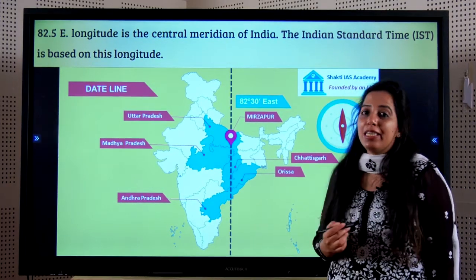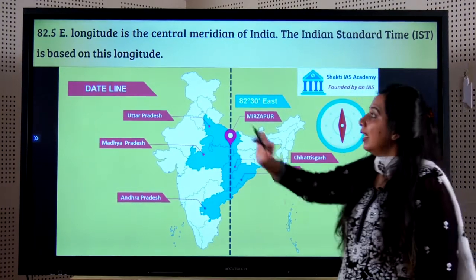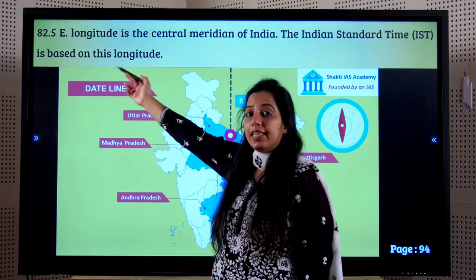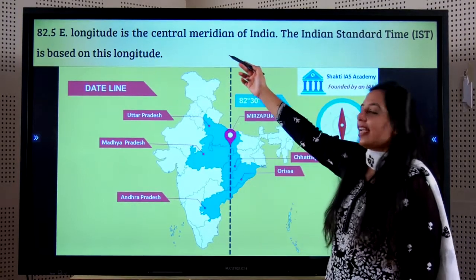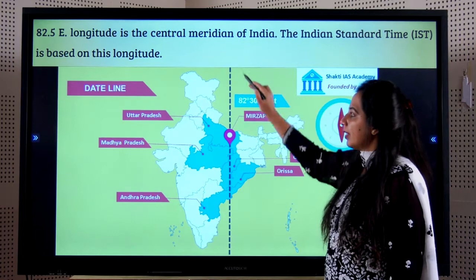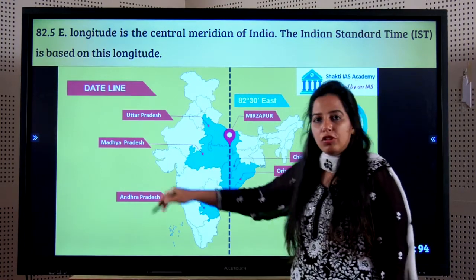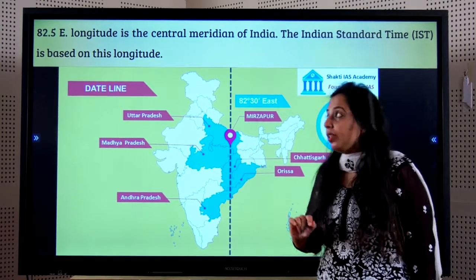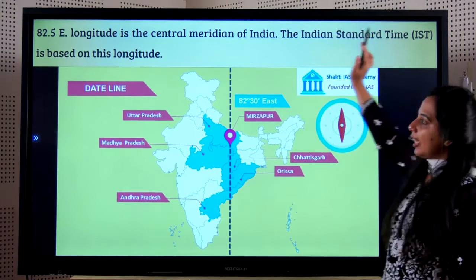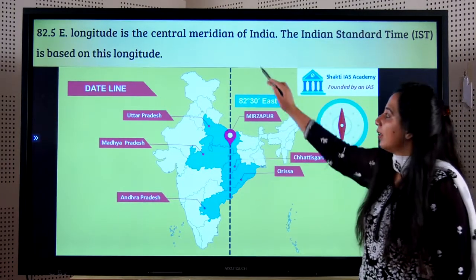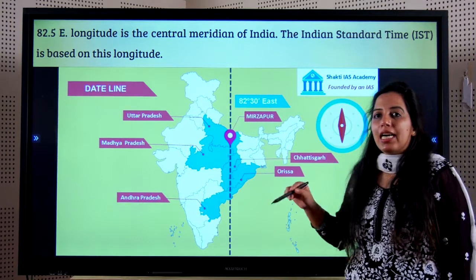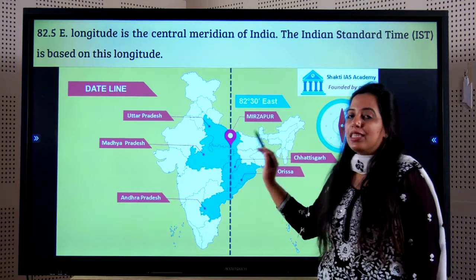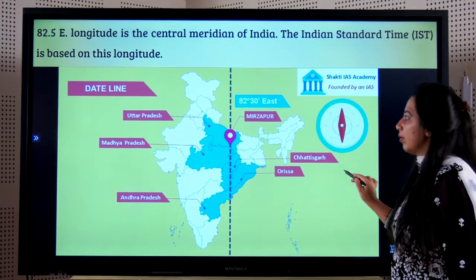Now let's look at a very important longitude that passes through India. 82.5 degree east longitude is the central meridian of India, or the longitude that divides the country of India into two parts. Why is it so important? The Indian Standard Time is based on this longitude. So the entire time of India is based on the 82.5 degree east longitude.